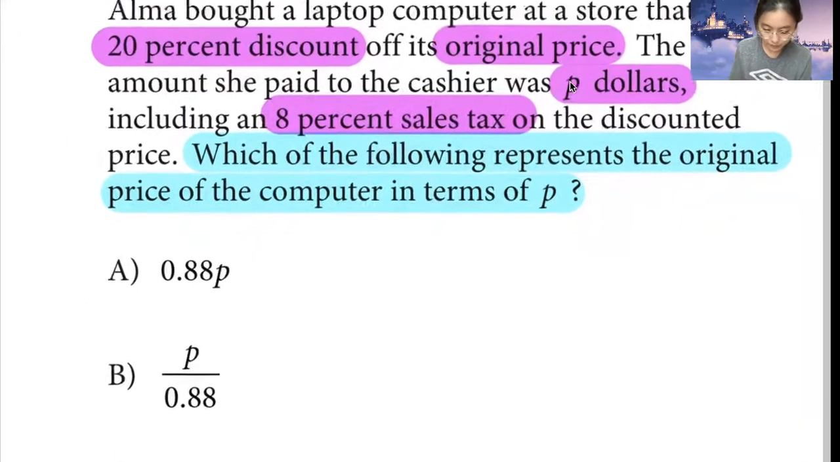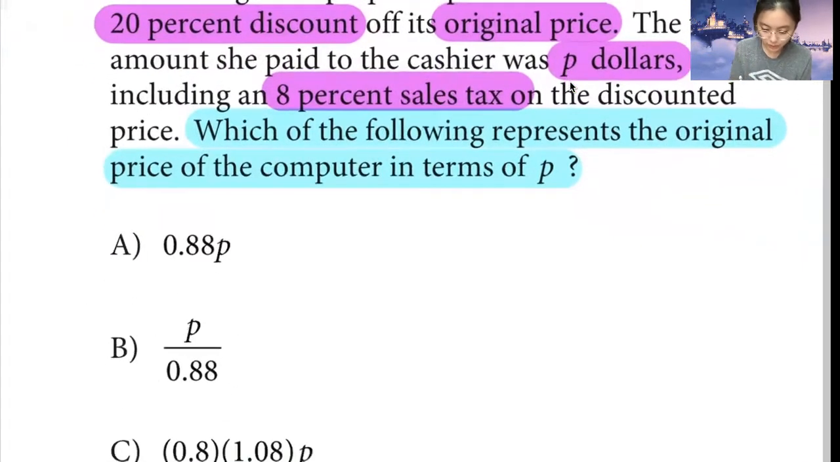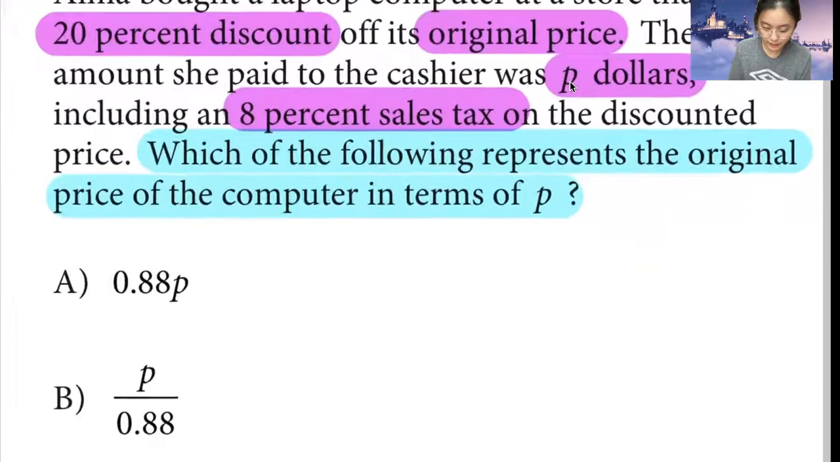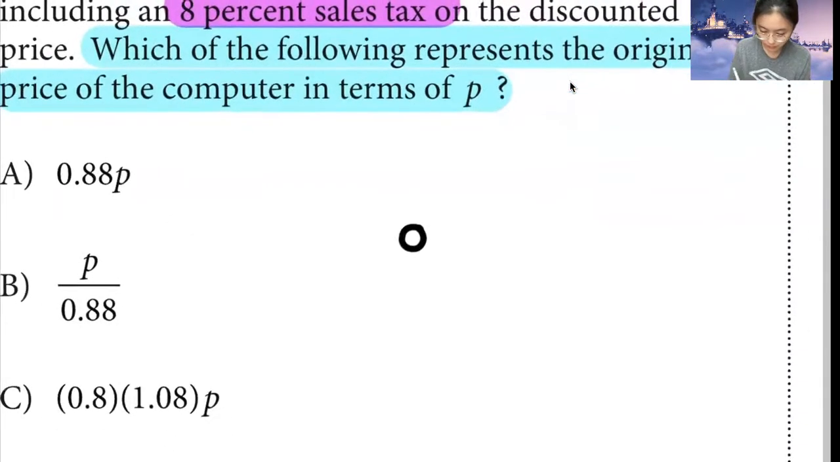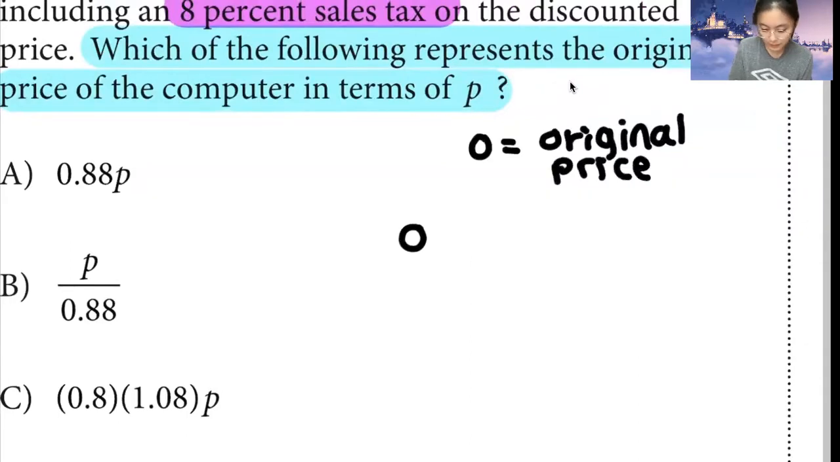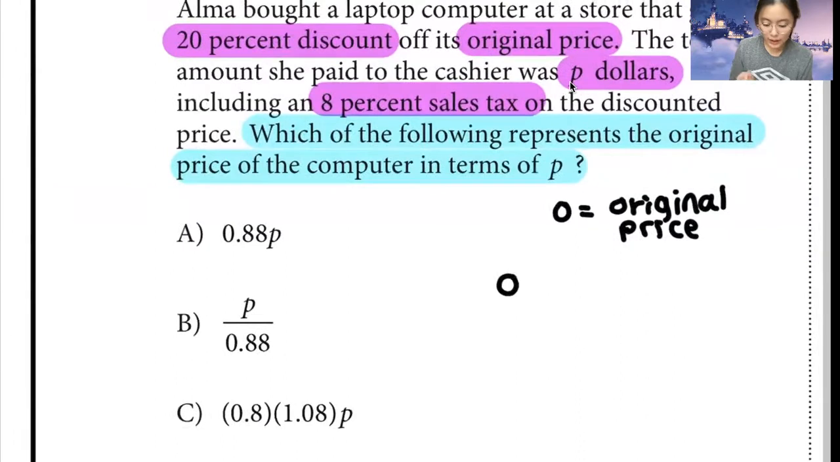Okay, so I am going to express the original price as O. So O is the original price. And we know that the store gave a 20% discount, which means you would multiply it by 0.8. Why would you multiply it by 0.8?